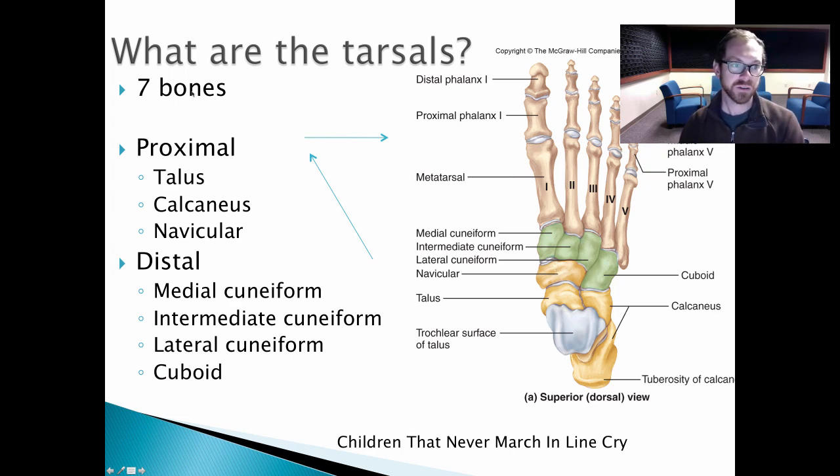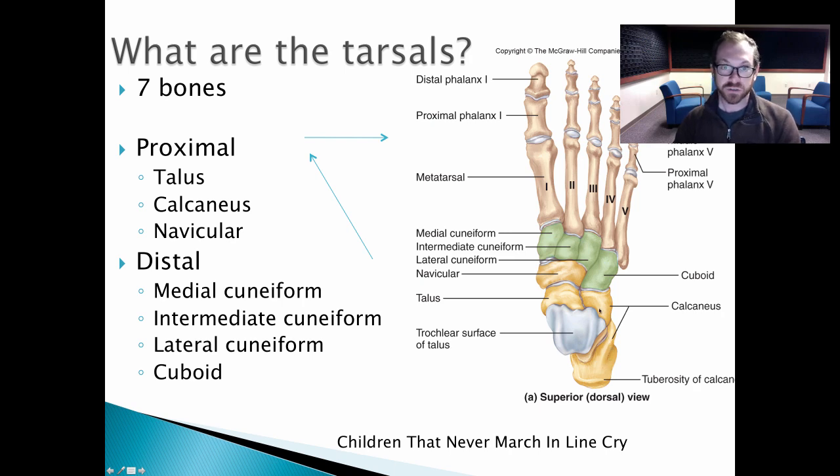We've got 7 of those bones. 3 of them are going to be proximal, and then 4 are going to be distal. And what we're going to do is start on the posterior side here, and go from lateral to medial, and then go across laterally. And we've got a mnemonic device here: children that never march in line cry. And so let's go through these. First, we have our calcaneus. Okay, and your calcaneus is your heel bone.